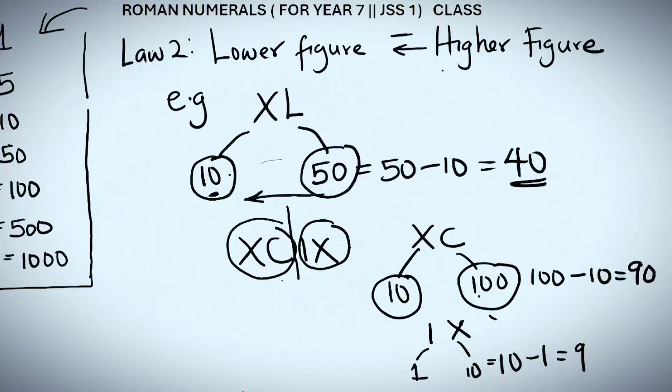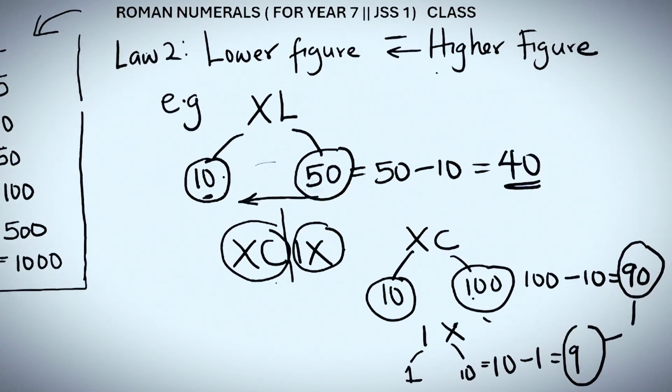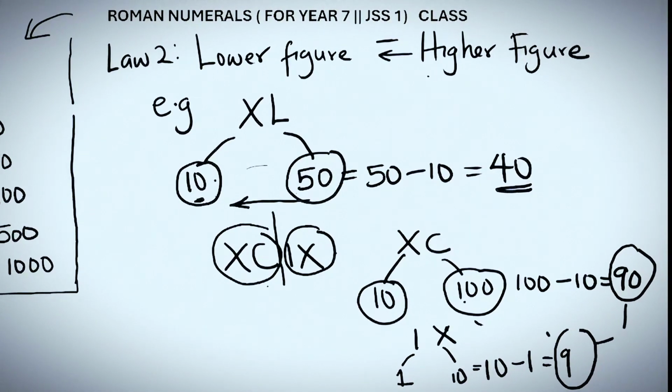So at the end, what do we do? We take 90, add it to 9. That gives us, add both of them, we get our answer as 99 as the final answer. See how easy it is now.